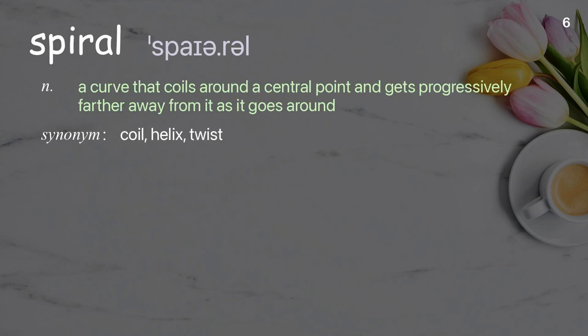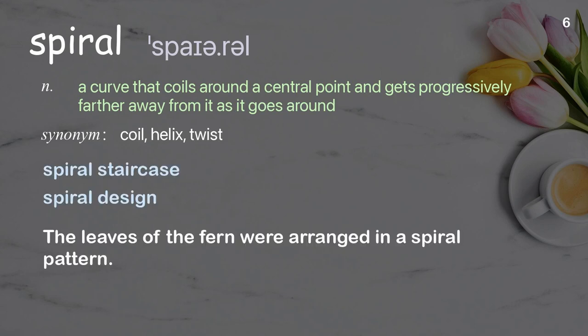Spiral. A curve that coils around a central point and gets progressively farther away from it as it goes around. Examples. Spiral staircase. Spiral design. The leaves of the fern were arranged in a spiral pattern.